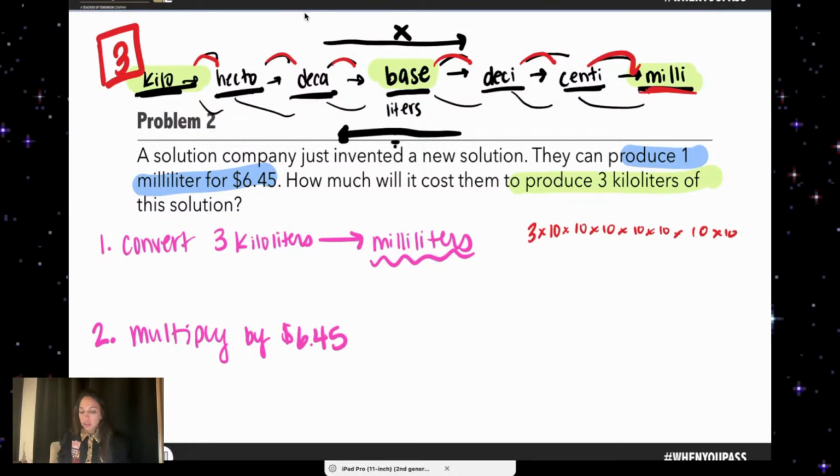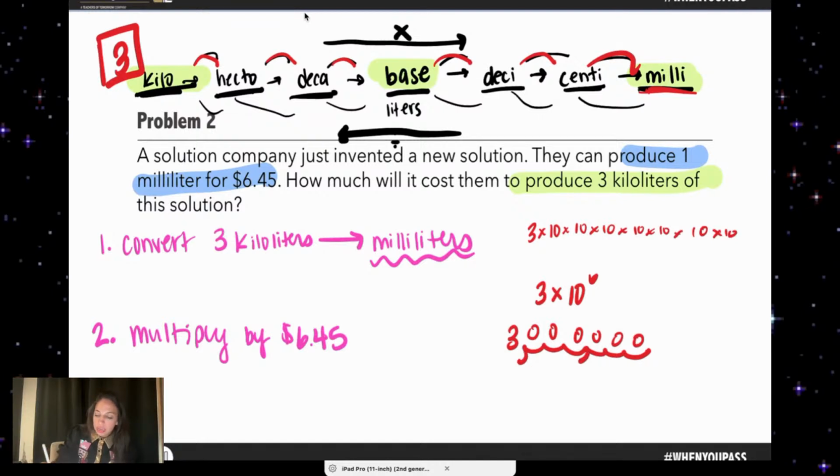I'm going to do it in my calculator, but it really doesn't need to be done. In fact, it doesn't need to be done in the calculator. 3 times 10 to the 6th. I can move my decimal 6 places to the right. So 3, 1, 2, 3, 4, 5, 6. So this equals 3 million milliliters.